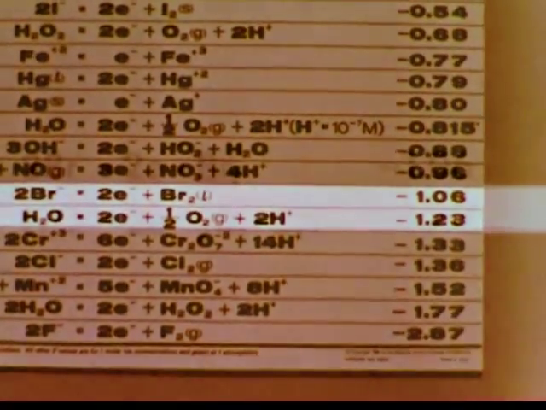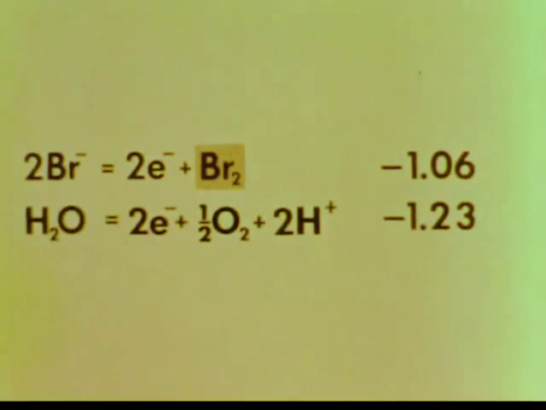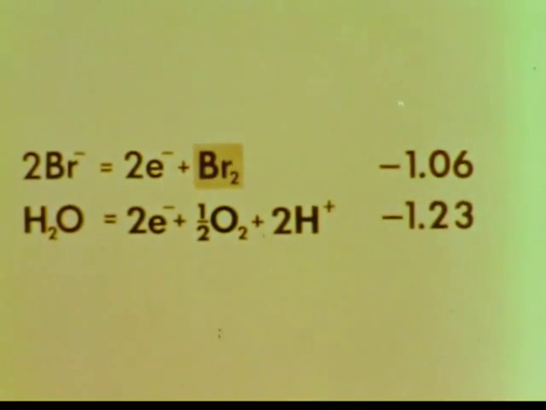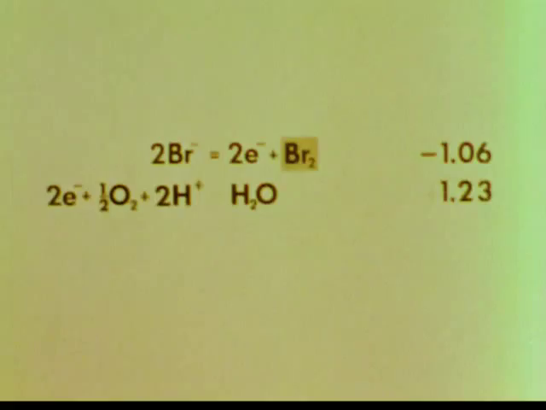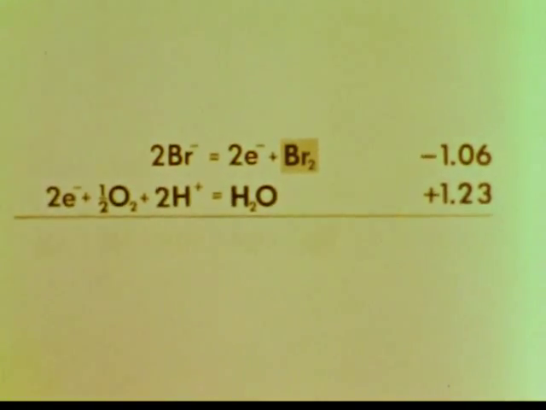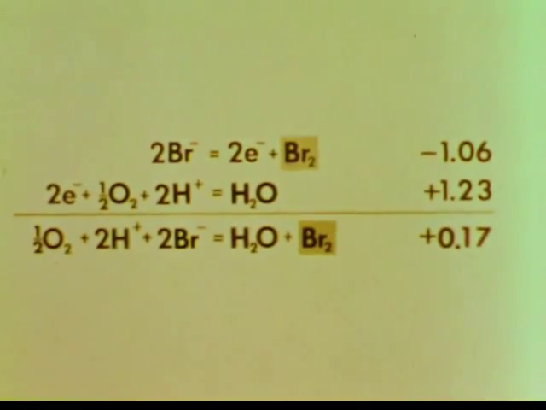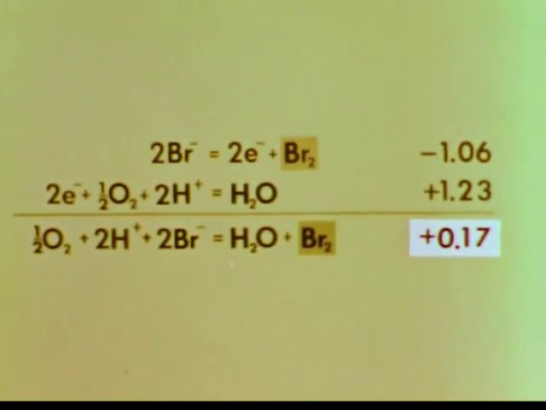Let's find the E0 value for the overall reaction. The E0 value for the oxidation to give bromine is minus 1.06 volts. The E0 value for the oxidation to give oxygen is minus 1.23 volts. We transposed the lower equation to obtain the E0 value for oxygen acting as an oxidizing agent. It is plus 1.23 volts. For the sum of these half reactions, E0 is plus 0.17 volts. The positive value indicates the reaction should occur, but tells us nothing about how fast equilibrium will be reached.